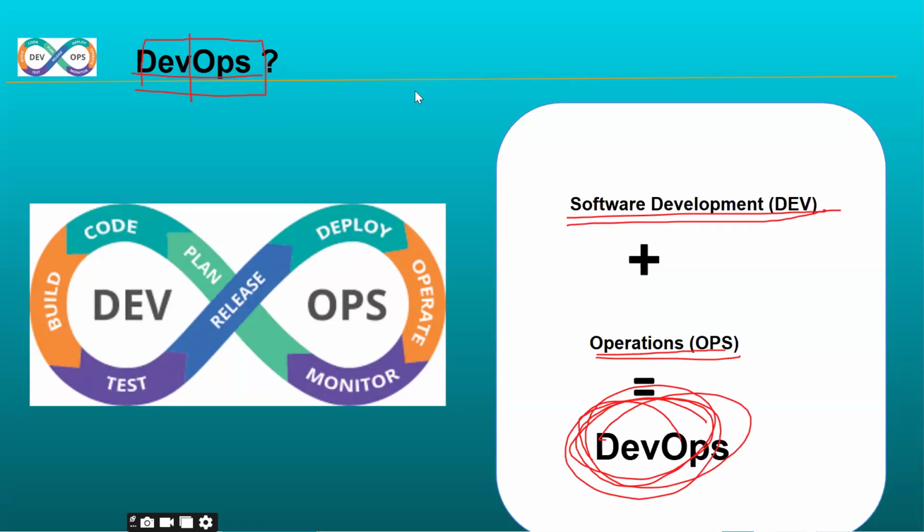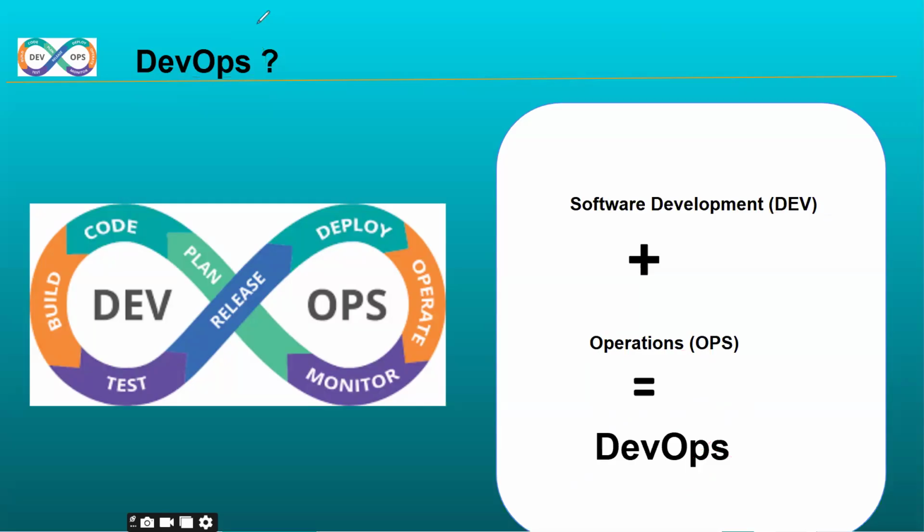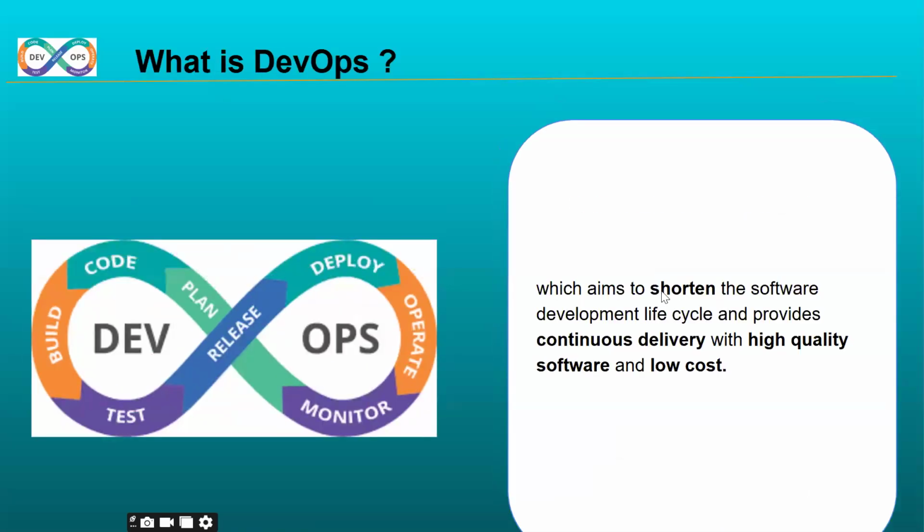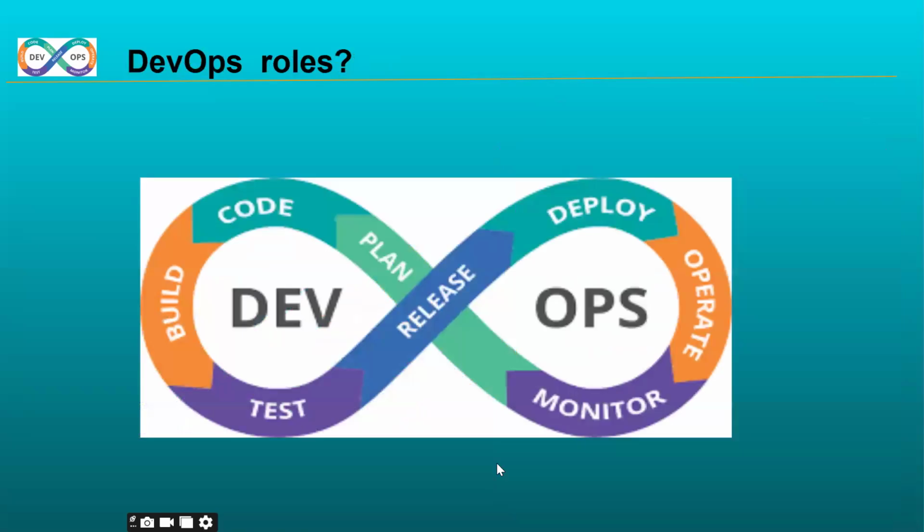As a DevOps engineer, our roles and responsibilities start from the dev environment and end with what? Operations. As a DevOps engineer, our roles and responsibilities start from the dev environment and end with operations. That means we are part of coding, building, testing, release, deploy, operation, monitoring.